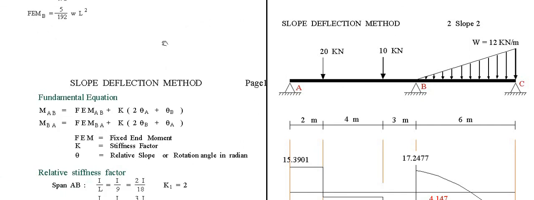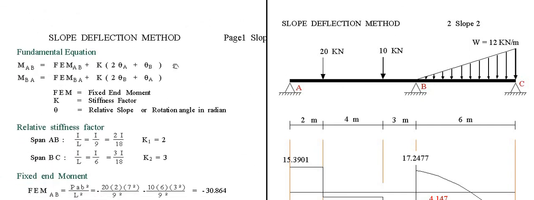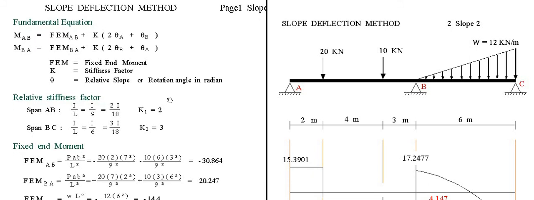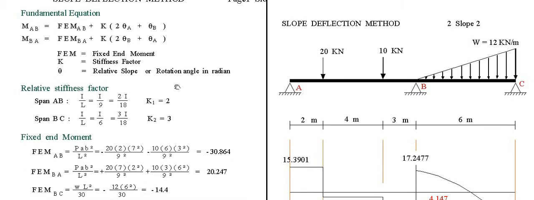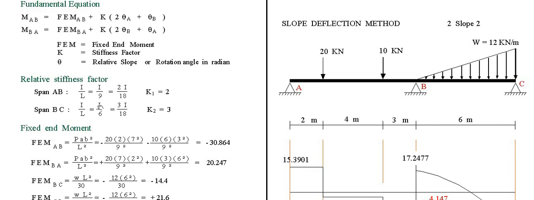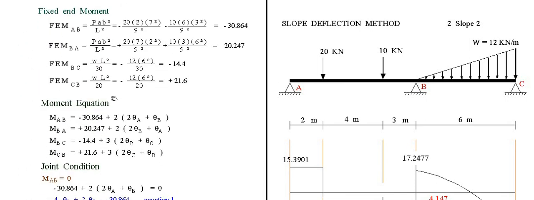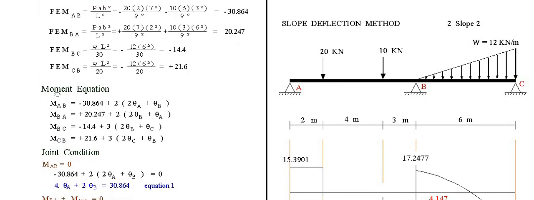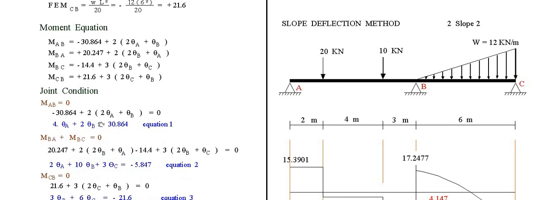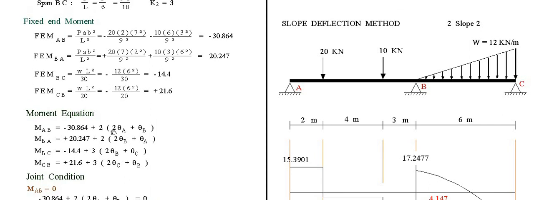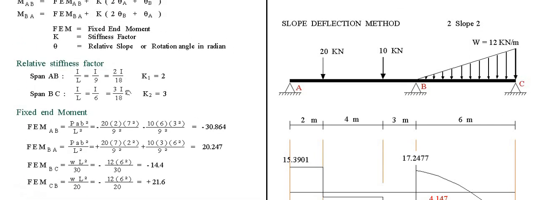We start with this. You just follow these four subheadings, or the titles of the solution. Follow this: relative stiffness factor, fixed end moment, moment equation, and joint condition. We always have these four labels. You have to follow this.